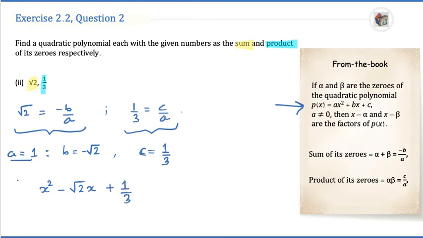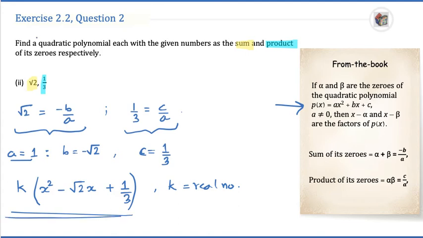And since you know any multiple of this will also satisfy the same results, will have the same sum and product, your final answer is this. So k is any real number. This is the quadratic polynomial you were looking for. And if it's just one such polynomial, then you can leave it without the k. Let's move to part 3 now.